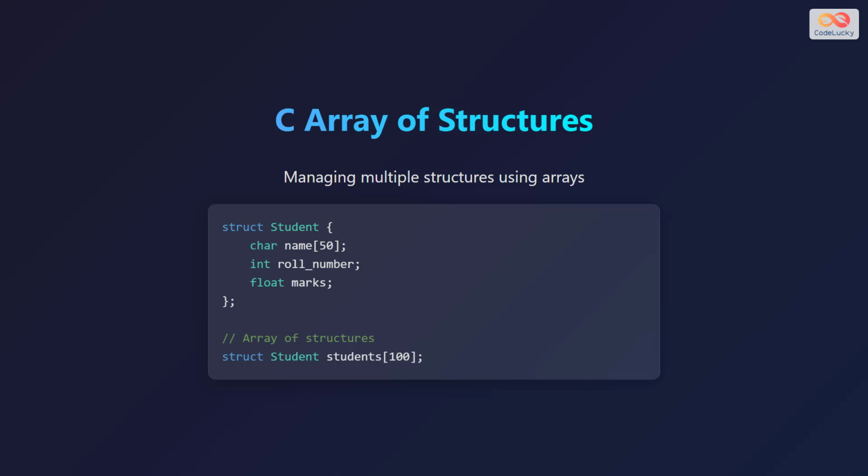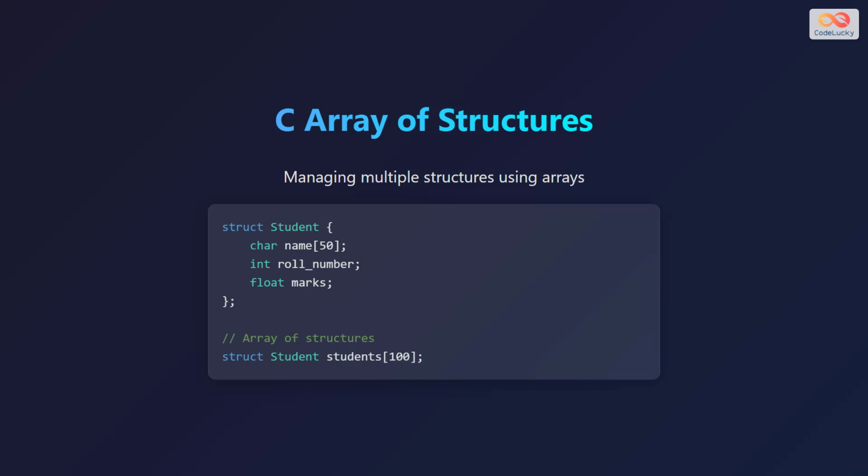In this video, we will explore how to manage multiple structures efficiently using arrays in the C programming language. An array of structures is a collection of structures, where each structure in the array is of the same type. To declare an array of structures, first define the structure using the struct keyword.